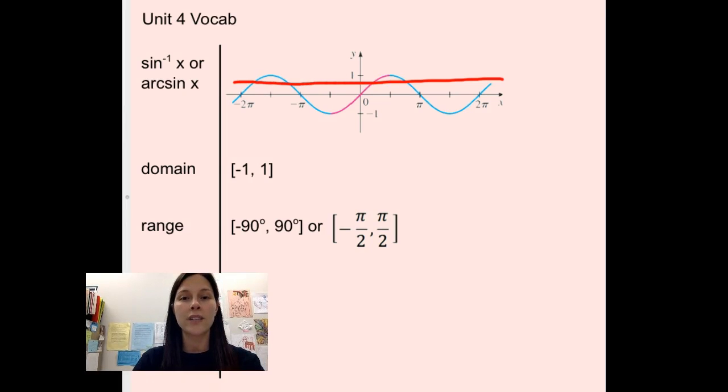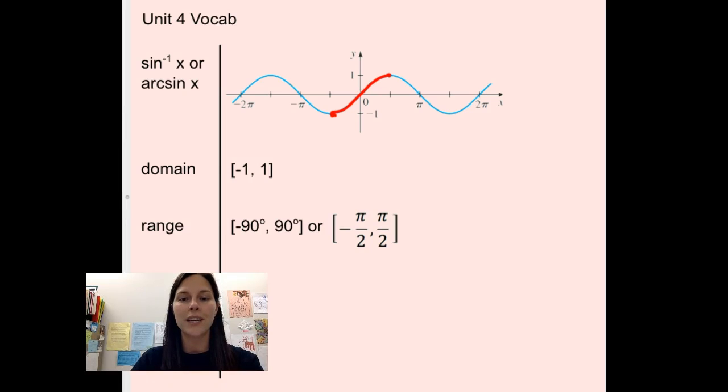So the way that we fix that so that our sine function has an inverse that's also a function is we restrict part of the domain. You can see this pink section right here. This is the restricted domain for our inverse function. What this does is it gives us the entire range of sine values from -1 to 1, and it passes the horizontal line test.